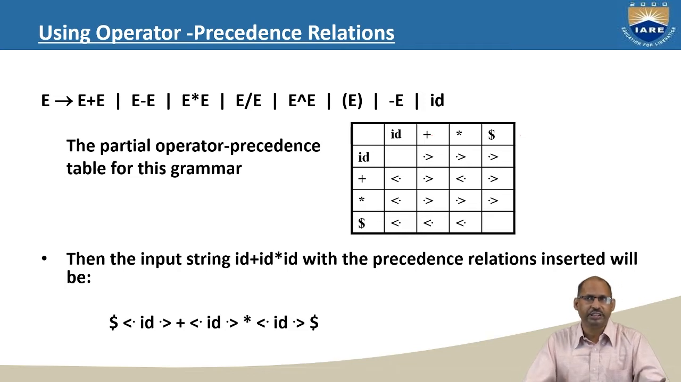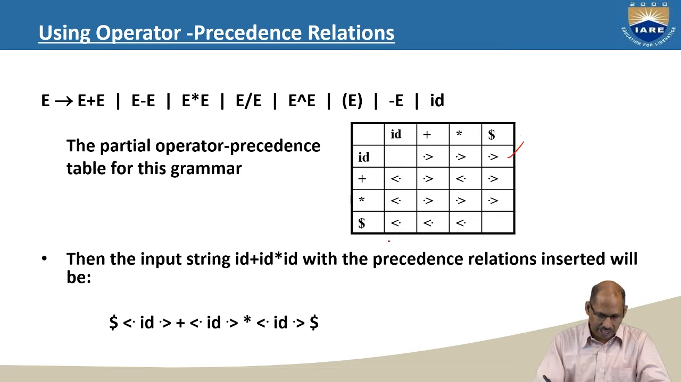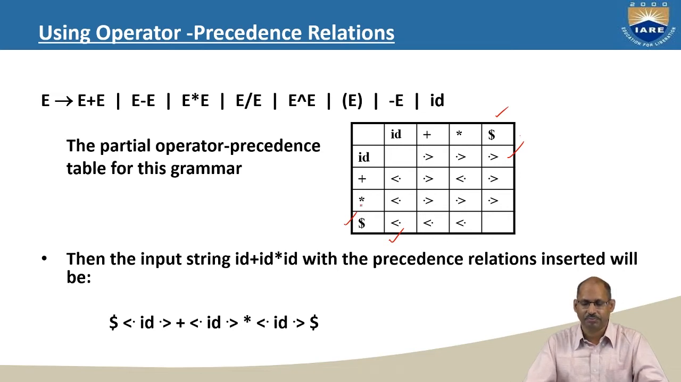Remember the first thing: ID has higher precedence. The end mark has the least precedence. Then multiplication has higher precedence than addition. Multiplication has higher precedence than addition, so this one is all higher.